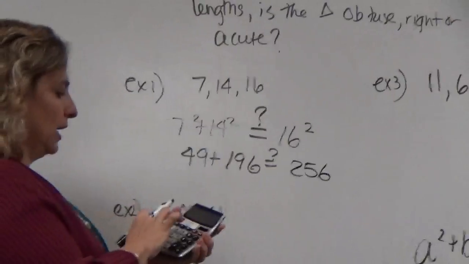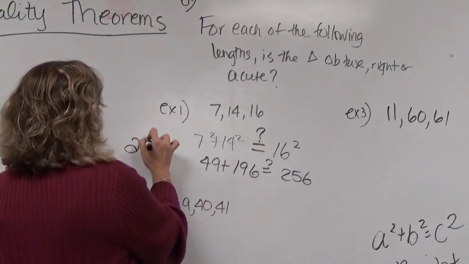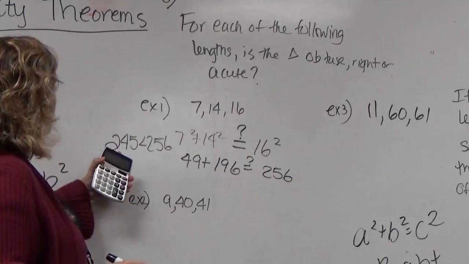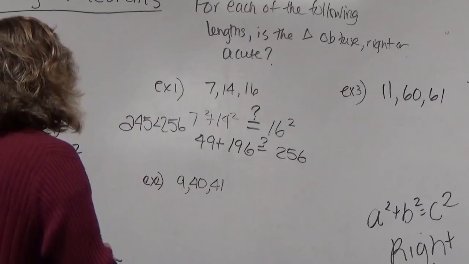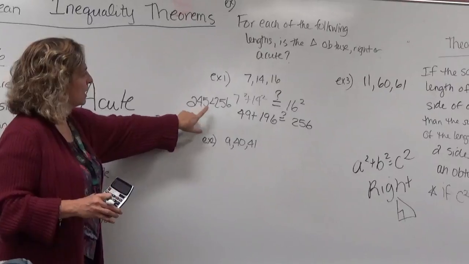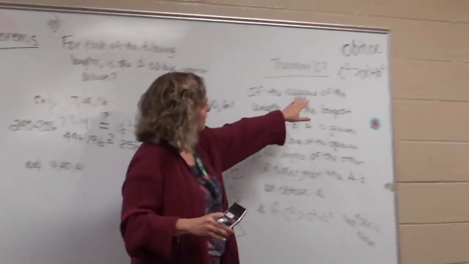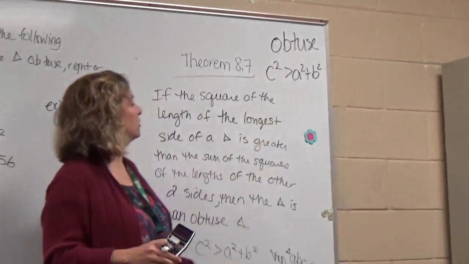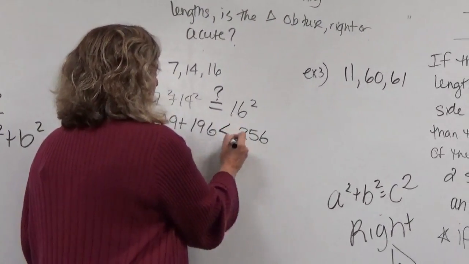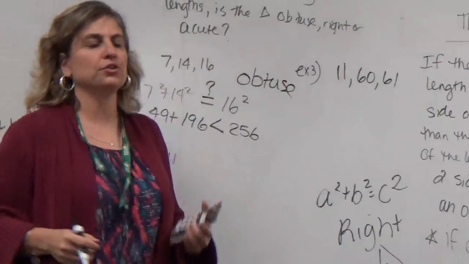So when I add 49 plus 196, I get 245. 245 is less than 256. Since a squared plus b squared is less than c squared, that means c squared is greater, and I am in the obtuse type of triangle. If c squared is bigger, this is my c, that's bigger. This is an obtuse triangle. Okay, that's all we're trying to figure out, what kind of triangle it is.